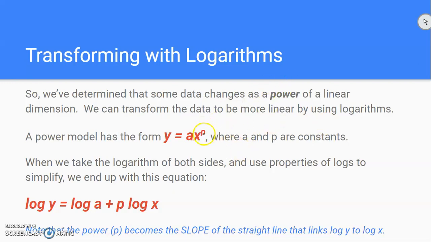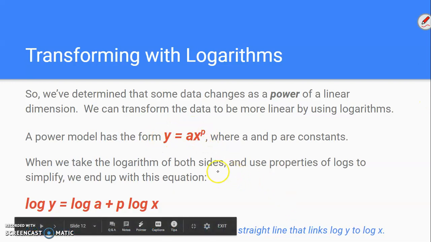So if I don't know exactly what the power is, but I still want to figure out what that linear model would look like, another option is to deal with logarithms. And this is actually the most common way that statisticians transform or linearize data, by dealing with logarithms. So on a power model, to linearize this data, I would basically take the log of both sides.